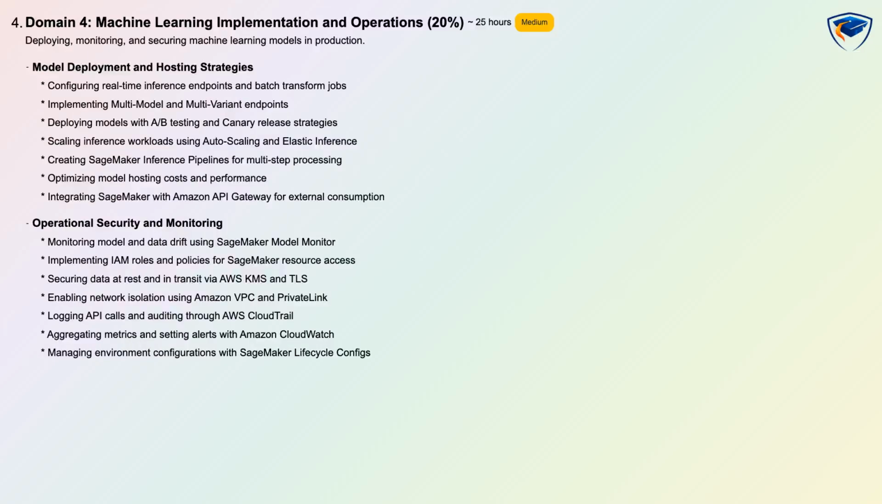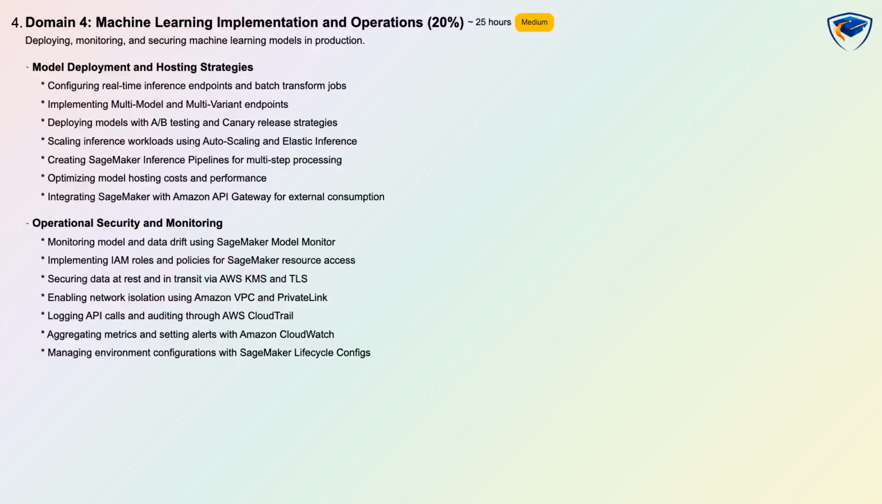Domain 4. Machine learning implementation and operations accounts for 20% of the exam and covers deploying, monitoring, and securing models in production, with medium difficulty, roughly 25 hours of study, and scenario-based assessment. You will learn deployment strategies including configuring real-time inference endpoints and batch transform jobs, using multi-model and multivariant endpoints, and running A/B testing and canary releases to validate new models while optimizing cost and performance with autoscaling and Elastic Inference.